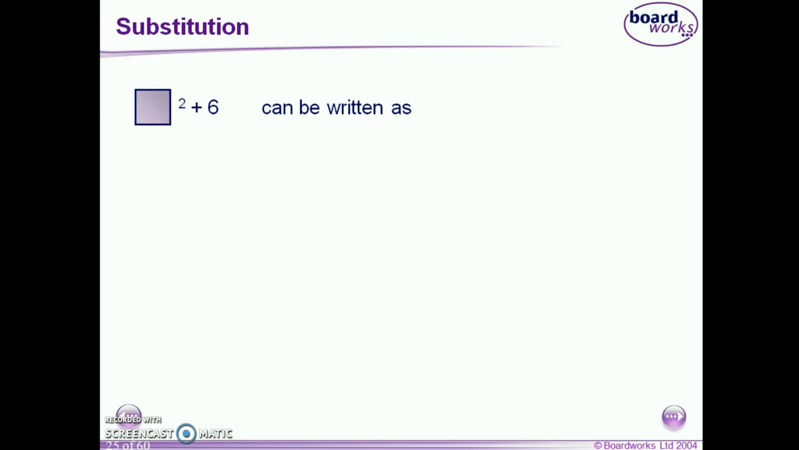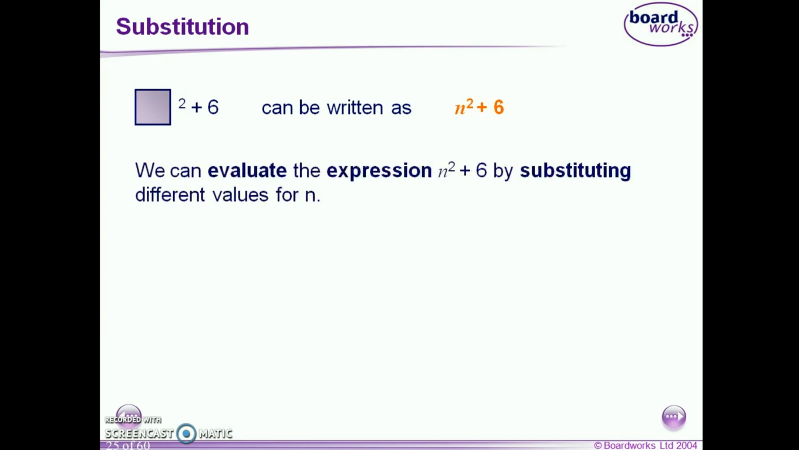Then the third example of substitution: something squared plus 6 can be written as n squared plus 6. We can evaluate the expression n squared plus 6 by substituting different values for n. For example, when n is equal to 4, n squared plus 6 is equal to 4 squared plus 6, then we get 16 plus 6, so the answer will be 22.